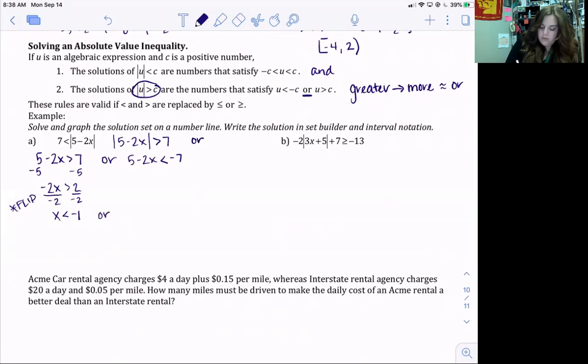Or we're going to do the same operation, so subtract 5. So negative 2x is less than negative 12. Divide by negative 2. Just remember that means we're going to flip. So x is greater than 6.